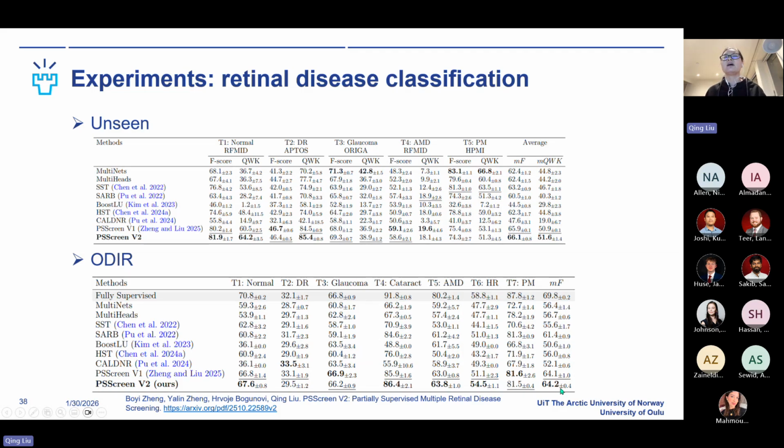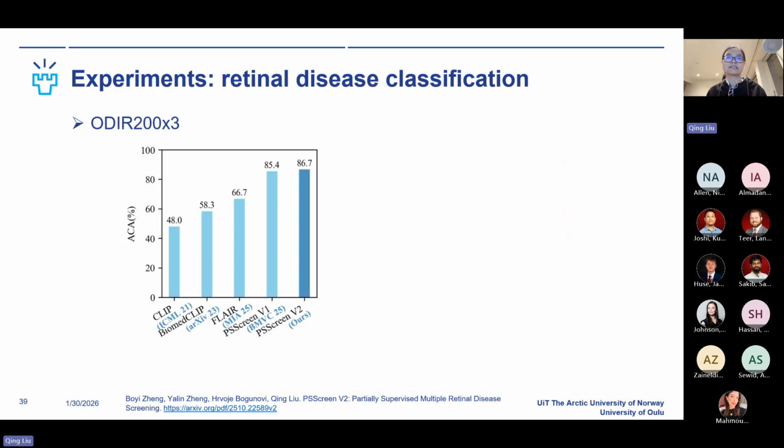This means that the second version of our partially supervised learning method can perform better on the in-domain dataset as well as the out-of-domain dataset. And also, it can perform better on this dataset compared to the zero-shot inference performances with the foundation models, as well as the first version.